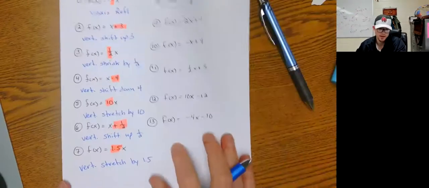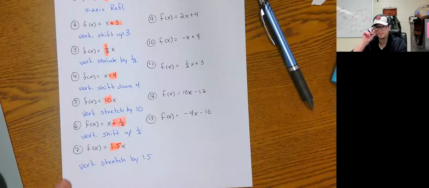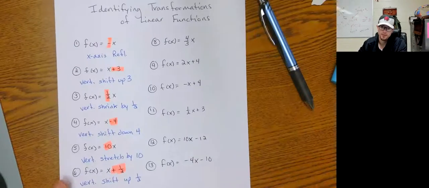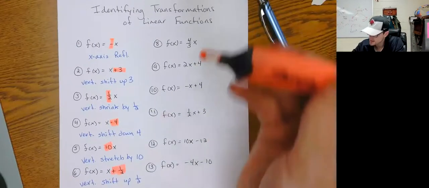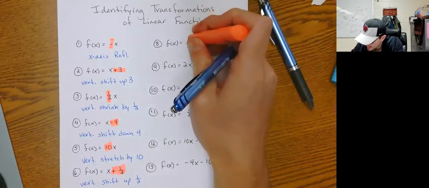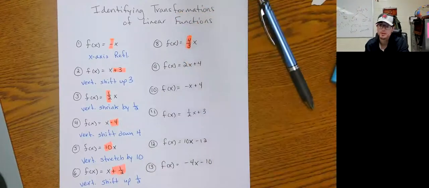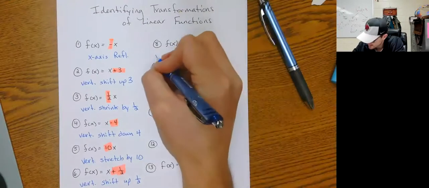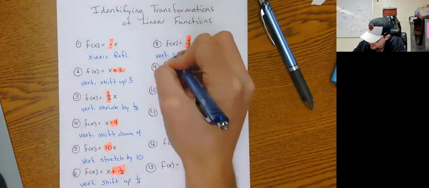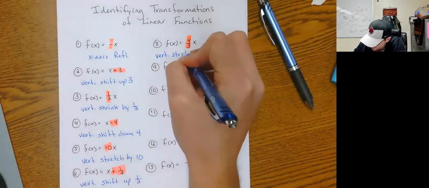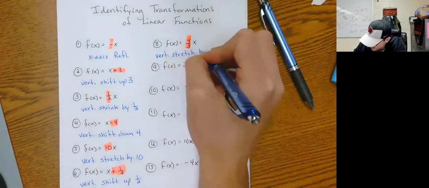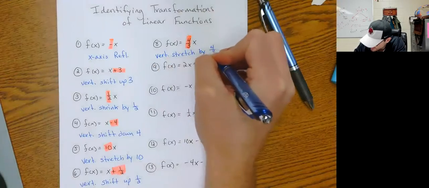Oh, sorry, can't see it. Vertical stretch by 1.5. That was my bad. All right, so let's go to number 8. This is also being multiplied by a number greater than 1 because 4/3 is 1.333 forever. So this is also a vertical stretch by 4/3.